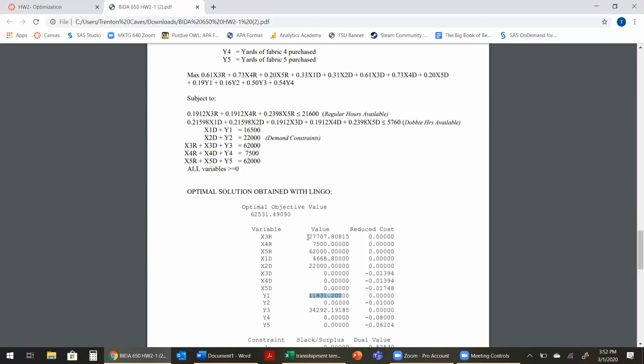Fabric 3, we're producing 27,707 on our regular looms and purchasing 34,292. So the second section of our solution is our production schedule.